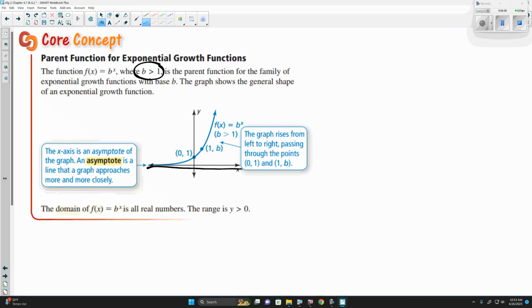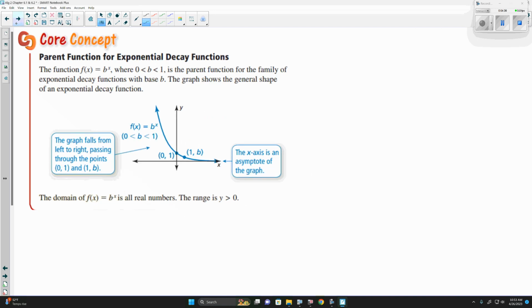So exponential growth if the base is greater than 1. Now, it's exponential decay if the base is between 0 and 1. And this is the parent graph for this here. Now, again, it will not cross the x-axis for this here. And the range is greater than 0.